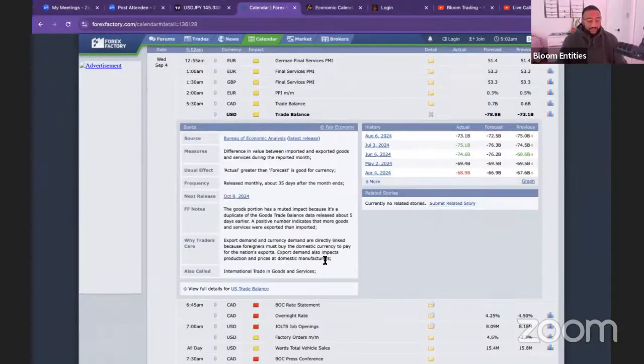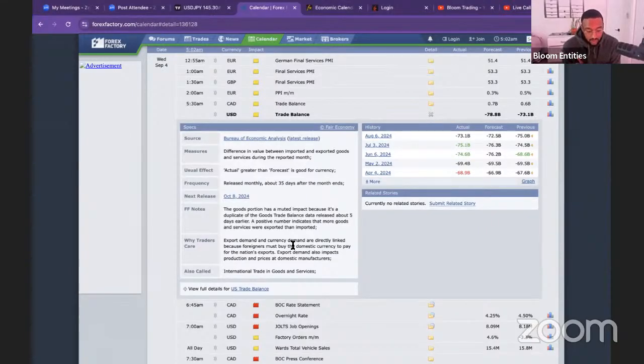So let's think about that for a sec. Again, speaking to this $7 trillion industry that we're playing around with here. And I love these Forex Factory notes in the why traders care section. I'm gonna read this again. Export demand and currency demand are directly linked because foreigners, and let's not think of foreigners as a trader from Europe or a trader from Japan, a singular entity. Think of foreigners as foreign governments, as foreign central banks. So let's expand our perspective when it comes to foreigners.